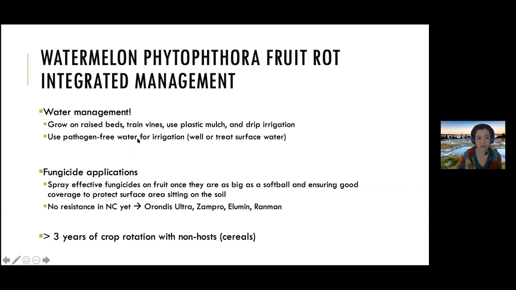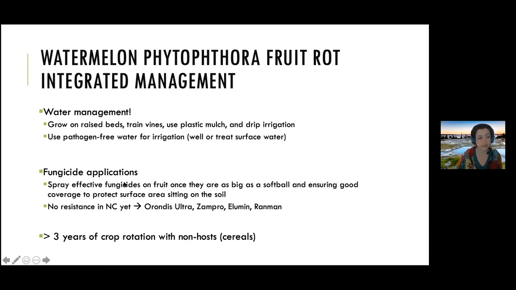Plastic mulch, drip irrigation. Always keep in mind your irrigation water. If anyone at any point thinks you have issues with irrigation water, please reach out to me because it's something that can be fixed, and it's something that can have a huge impact in your operation that you may just not be aware of.